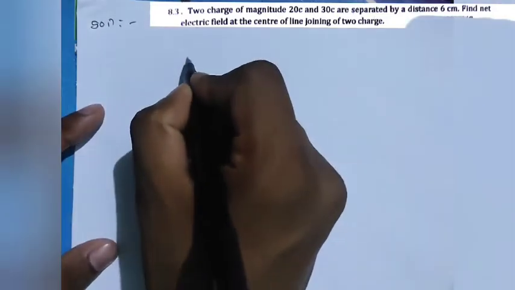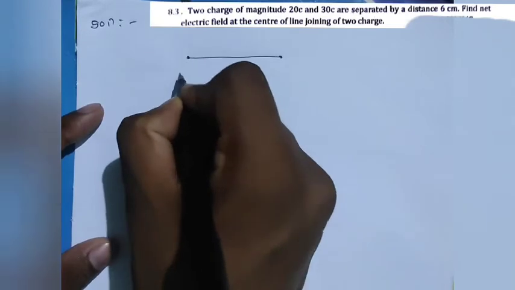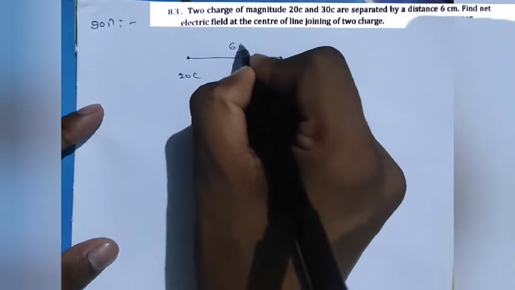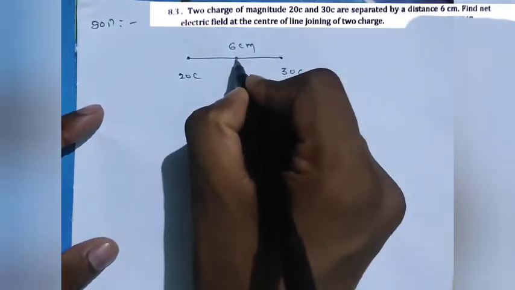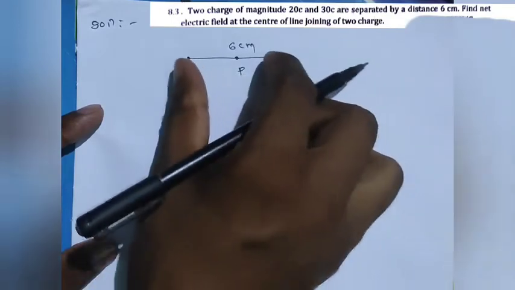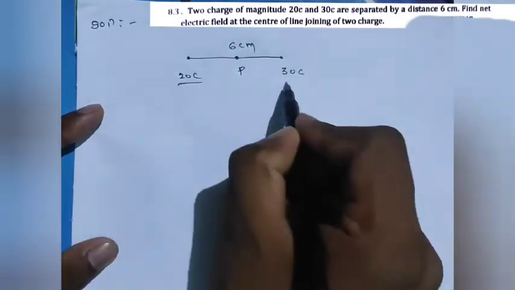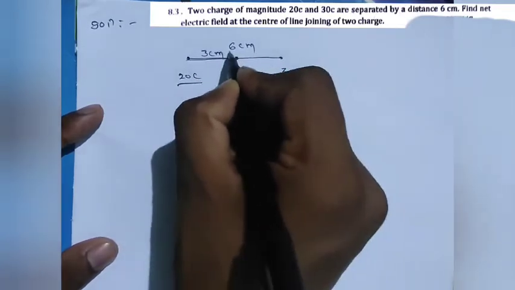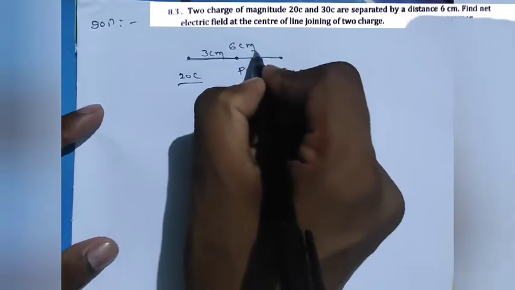So the next question is: two charges of magnitude 20 Coulomb and 30 Coulomb are separated by a distance of 6 cm. Find the net electric field at the center of the line joining the two charges. So there are 2 point charges, one is 20 Coulomb and another is 30 Coulomb, separated by a distance of 6 cm, and there is a point P present at the center of the line joining these two charges. So this distance will be how much? 3 centimeter, that is half of 6 centimeter, and this is also 3 centimeter.